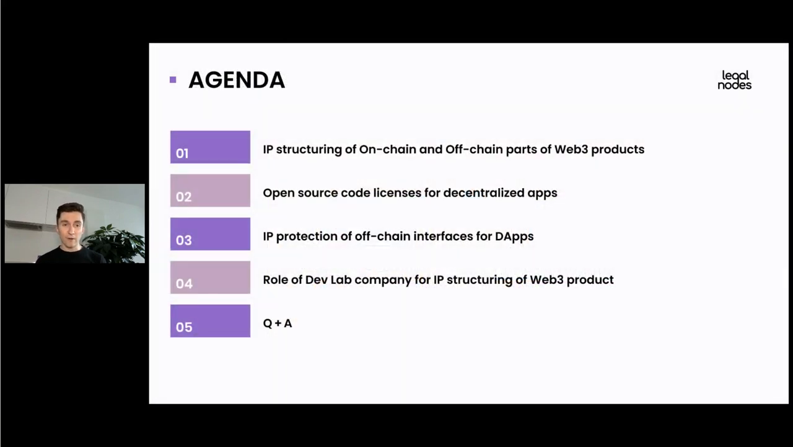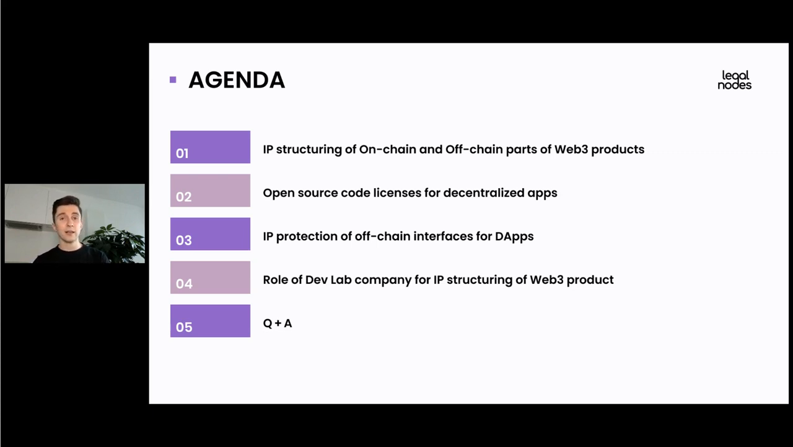This brings us to our agenda for today's webinar, which includes the following points. The first one is the main difference between on-chain and off-chain legal IP structuring. And this is something that we have already slightly covered during this introduction, but we will discuss it a bit later in more detail. After that, we will discuss what open source is and why it's important for IP structuring of Web3 products.